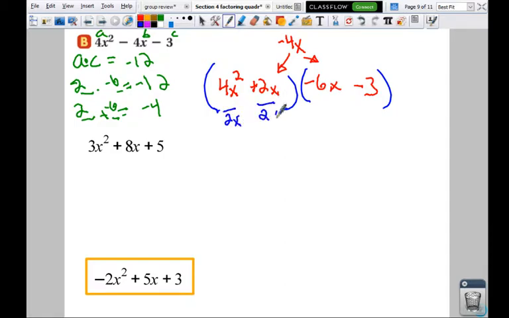We can take a 2x out of both of these, and we're going to toss it out in front here. And on the second one, what number can I take out? Negative 3. Negative.